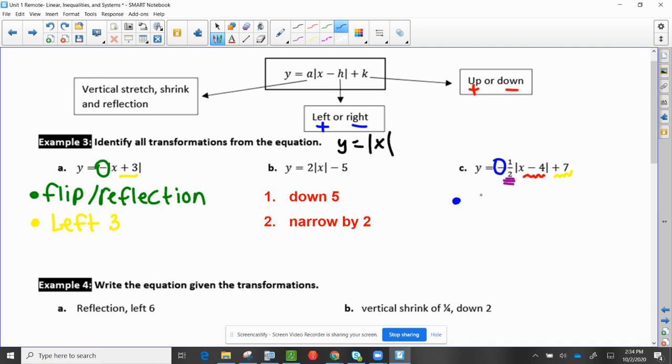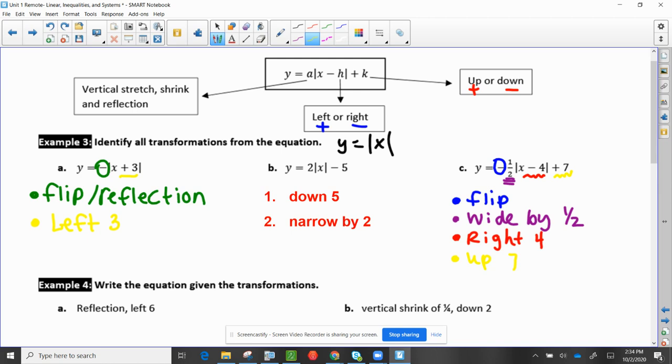So what does the negative do? The negative is going to give us a flip. It's going to reflect the graph over. What does the 1/2 do? The 1/2 makes the graph more wide by a factor of a half. The minus 4 inside the absolute value, minus moves it to the right. So it's going to go right 4. And then a plus 7 outside the absolute value, a plus moves it up. So we're going to go up 7.